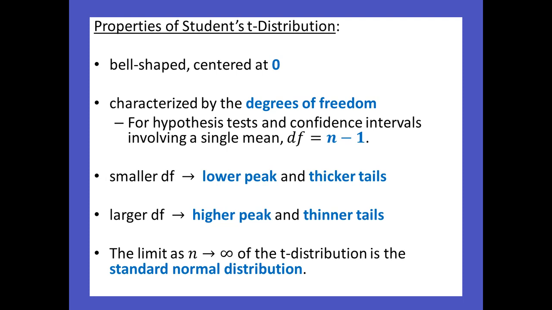Right now, the degrees of freedom won't be anything overly complex. It's just n minus 1, where n is the sample size. For a single mean, that's all it is. It'll get a little bit more complicated later, but for right now, that's it.